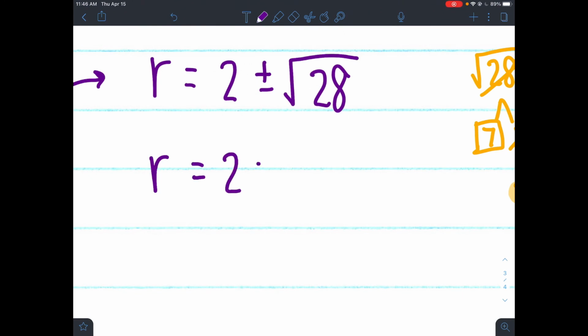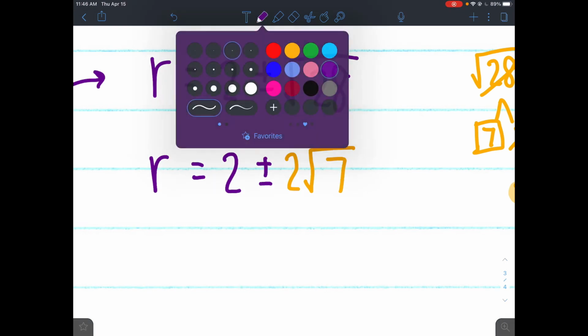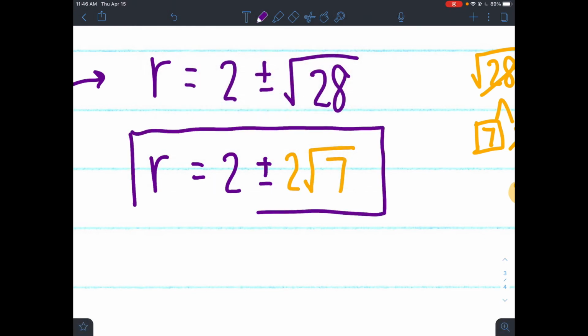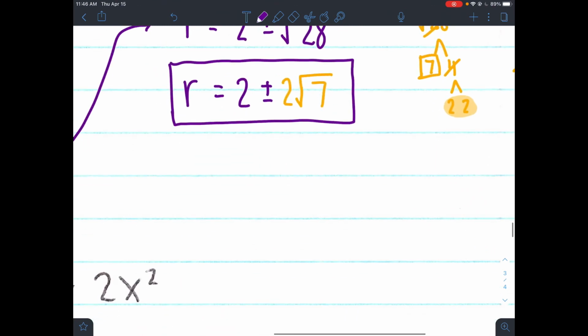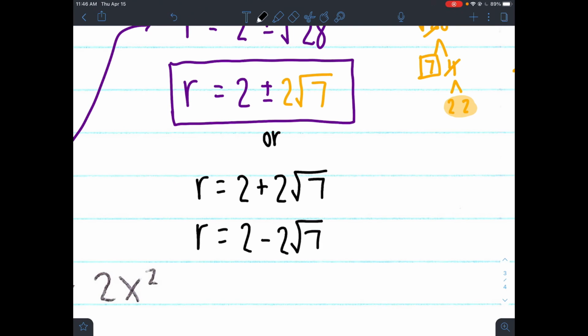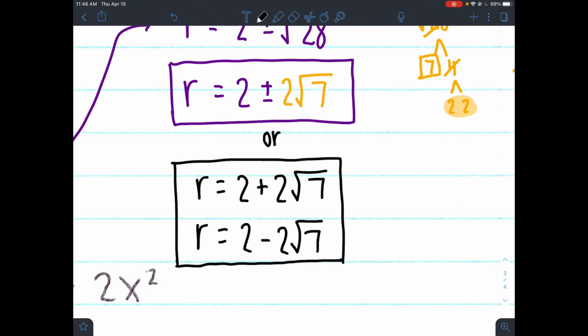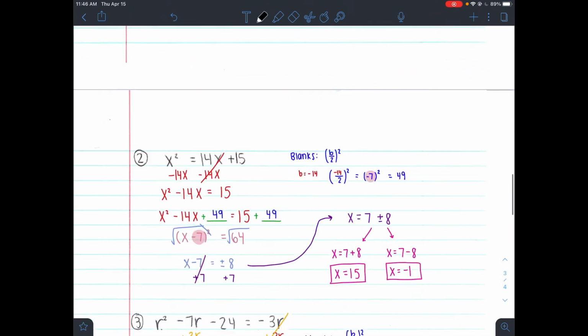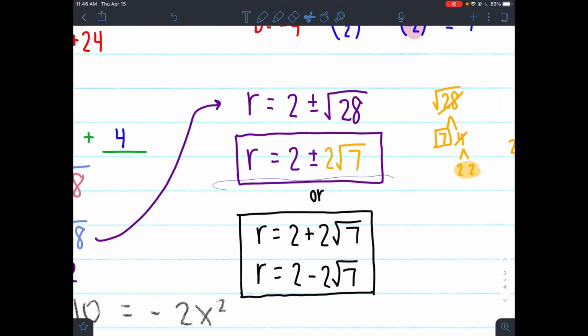So I have r equals 2 plus or minus 2 square root of 7, because I'm just simplifying that. Now you can go ahead and write this as your final answer, and call it a day, or if you want to, you can split it up. As always, you can always be safe and do that. R equals 2 plus 2 square root of 7, or R equals 2 minus 2 square root of 7. Because remember, the plus or minus means you could technically have two options. You can either write it as the plus or minus to keep it condensed, or you can write it separate and break it up. So it's up to you, whatever your preference is.